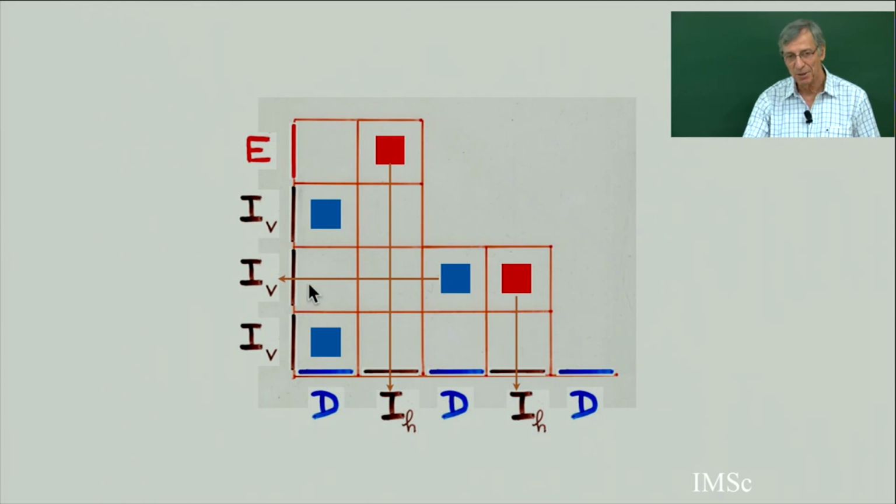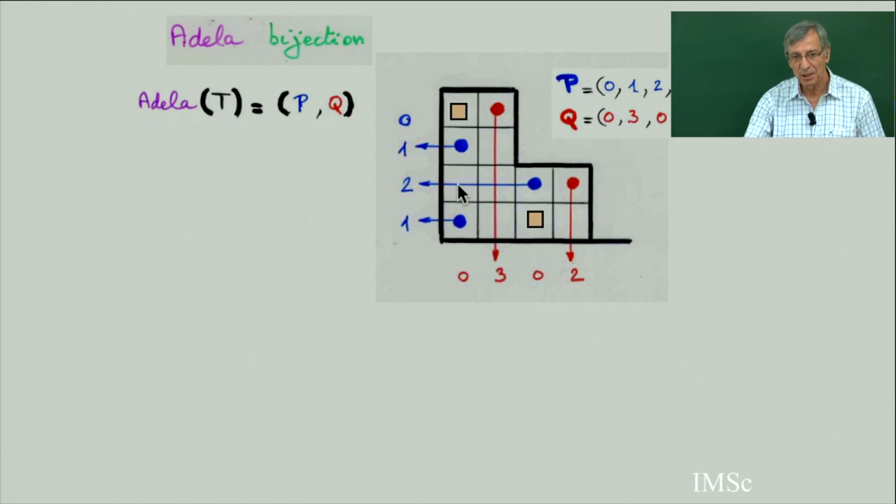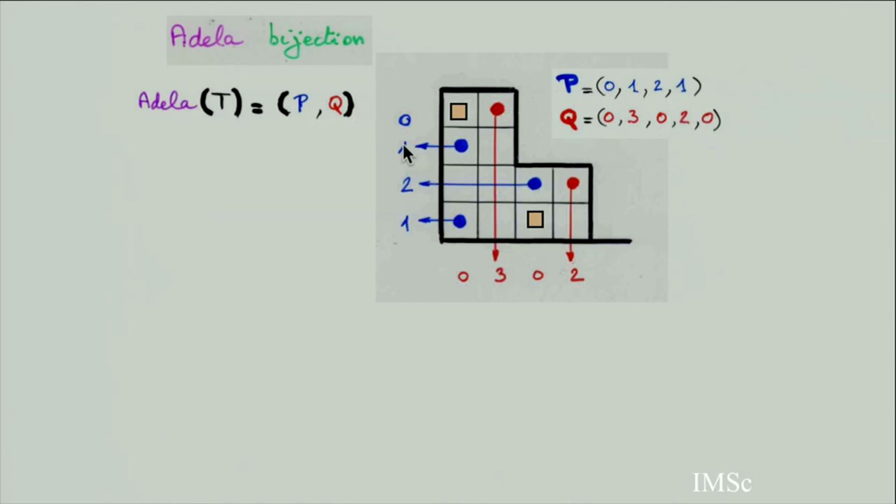Because for the vectors P and Q, you are just counting this crossing, and the vectors P and Q will only be the distance of each blue point from the vertical axis. If you know the distance of all blue points from the vertical axis, and the distance of all red points from the horizontal axis, of course it's a bijection.